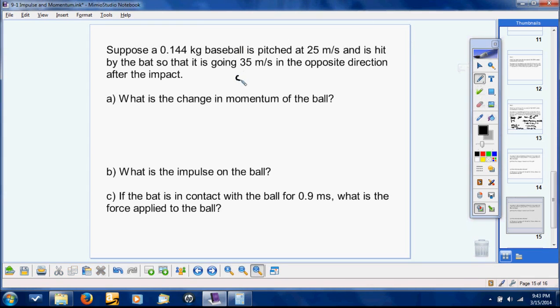We have the ball initially going this way at 25. We'll set this direction to be positive, and then afterwards the ball is going this direction at 35. And this is just to remind you, even though it's just something little, it's just so that you remember to look and figure out whether the numbers should be negative or positive. So change in momentum, P2 minus P1. Later minus earlier.